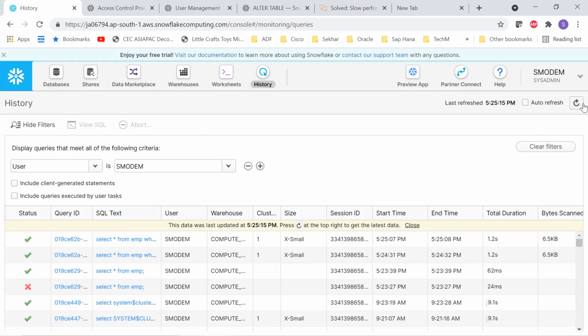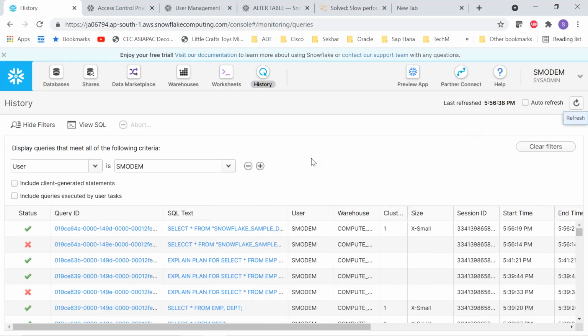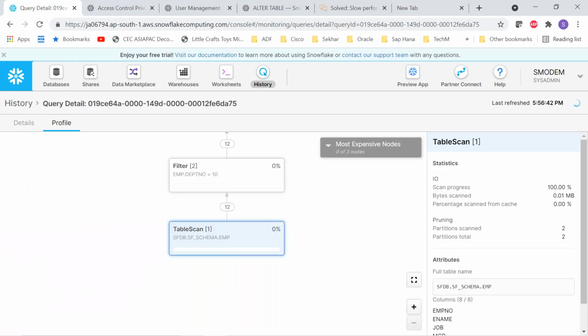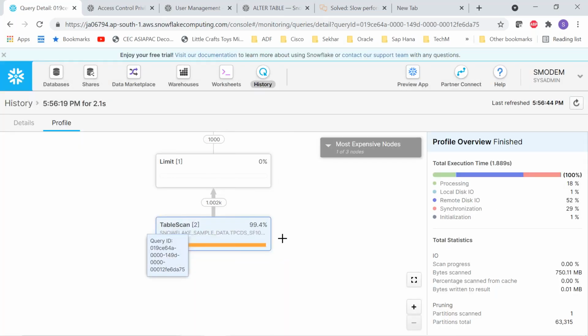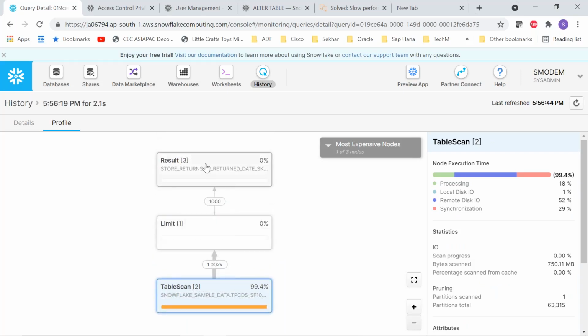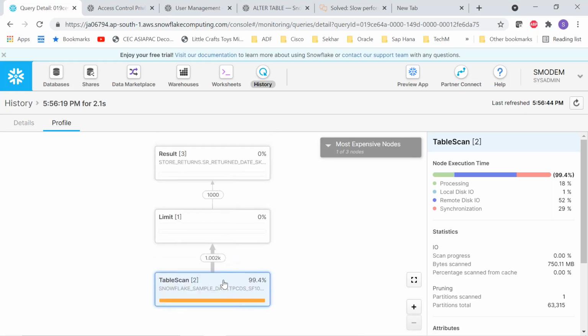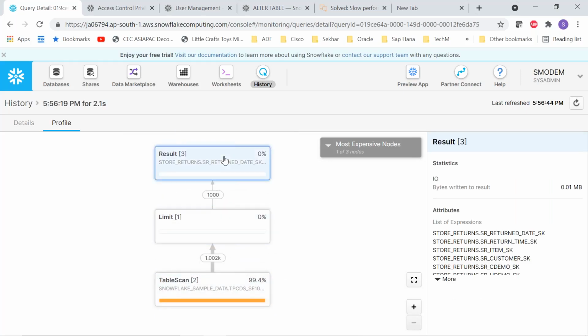This is the query. So if you look at it, these are called nodes, and the node with the orange color is mostly used. You have to look for the orange filters, orange colors in this one, and then this is how the data is limited, and then the result set.